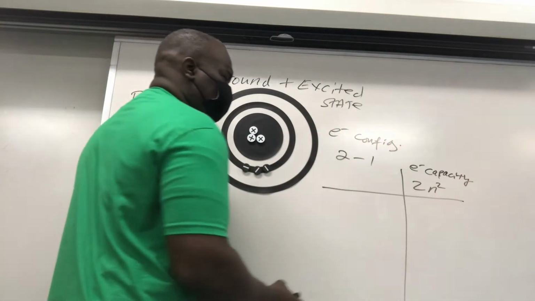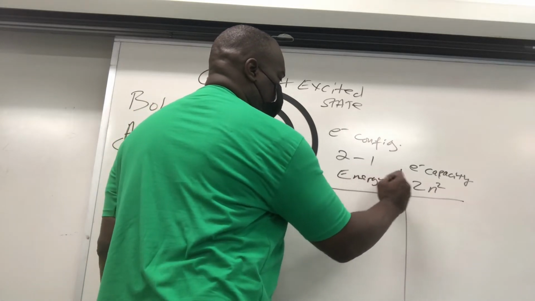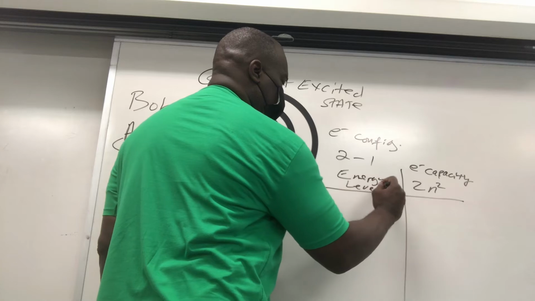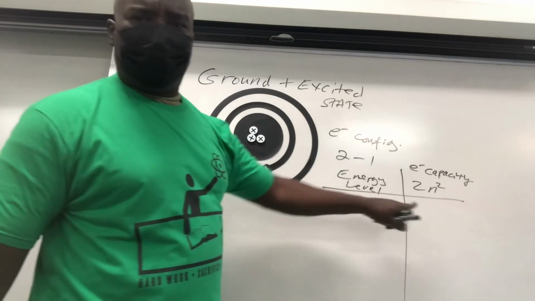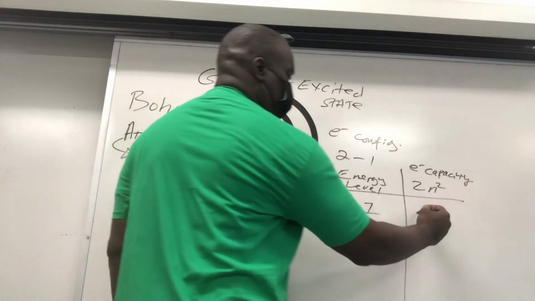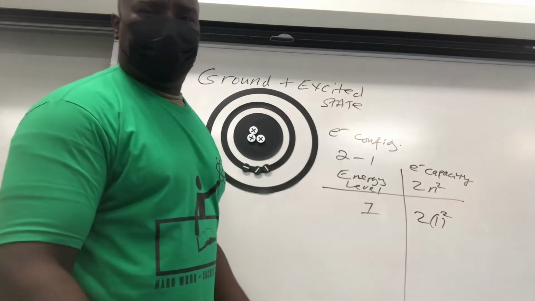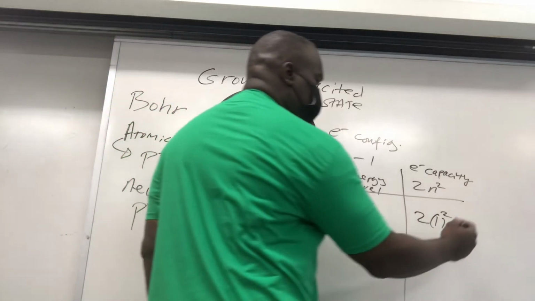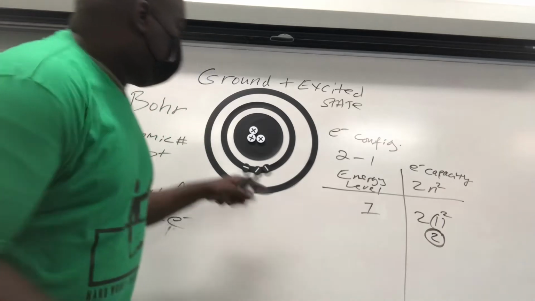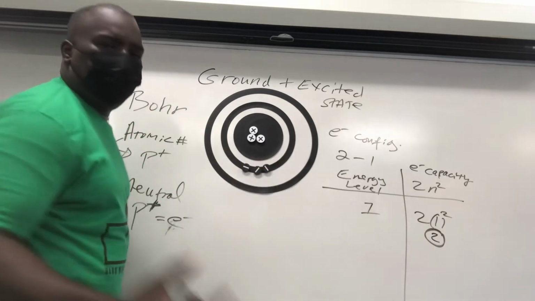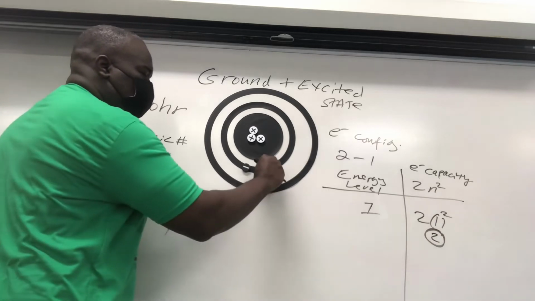Now, here's the deal, guys. If your energy level is number 1, you plug in the 1 where the n is. So you're gonna get 2 times 1 squared. So 1 squared is 1, and 2 times 1 is 2. So what's that telling you? That 2 is telling you that energy level number 1 can only hold a max of 2 electrons. So you can't violate that.